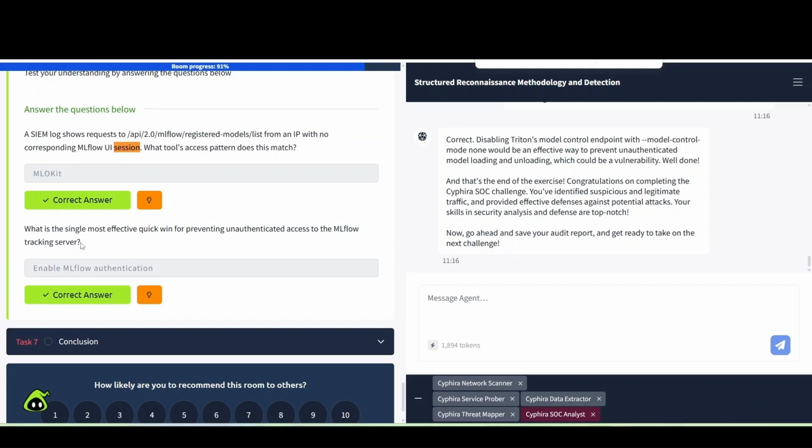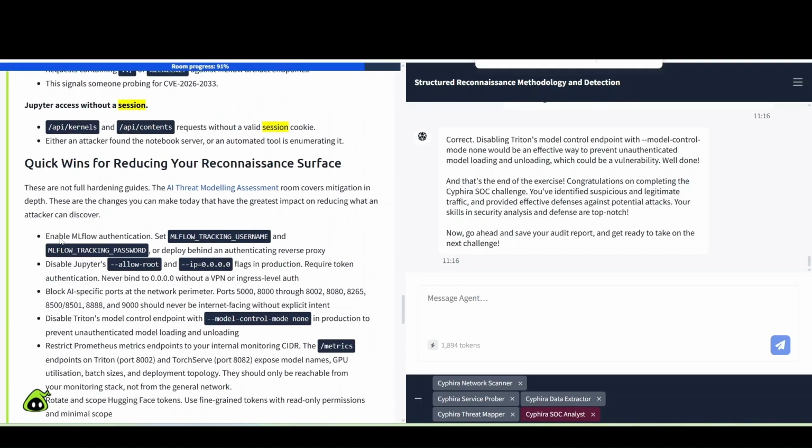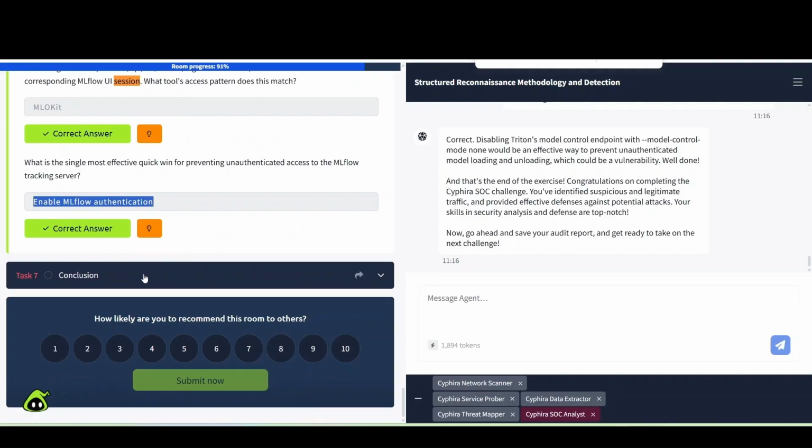So if we just go back and reference this real quick. So let's go back to that quick win here. It's the first one, right? So enable MLflow authentication, set, etc., or deploy behind an authenticating reverse proxy. There we go. So we are done here.